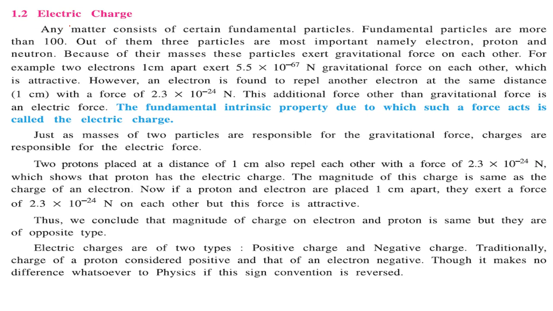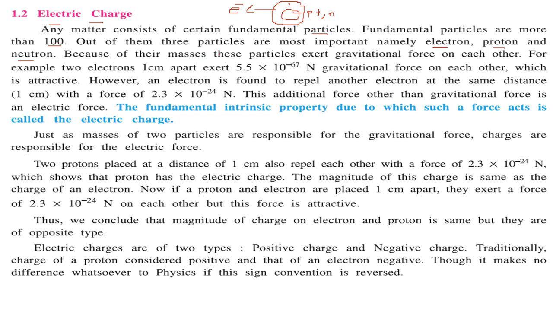What is electric charge? Any matter whatsoever contains fundamental particles. There are more than 100 fundamental particles, and out of them, 3 are of prime importance to us: the electron, the proton, and the neutron. If this is a nucleus, it contains protons and neutrons. The neutron is neutral, and outside, in orbit, we have electrons orbiting.